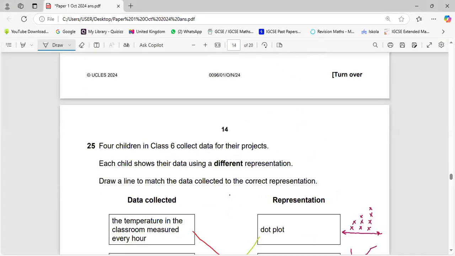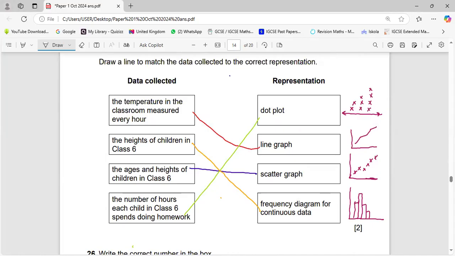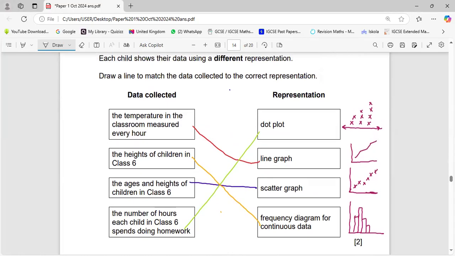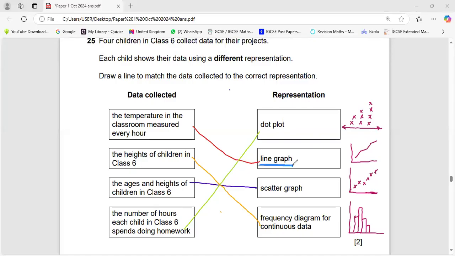The next one, maybe most of our students find this question confusing: how to differentiate between a dot plot, a line graph, a scatter graph and a frequency diagram for continuous data. First of all, you have to know the use of each one. Line graph: if you have time, use a line graph for time. Here is the shape of a line graph, like this one. Here the temperature in the classroom is measured every hour. Here is the time, so it's better to use the line graph.